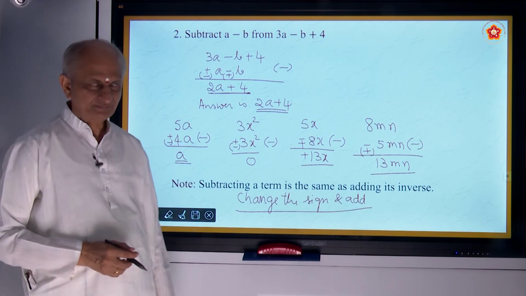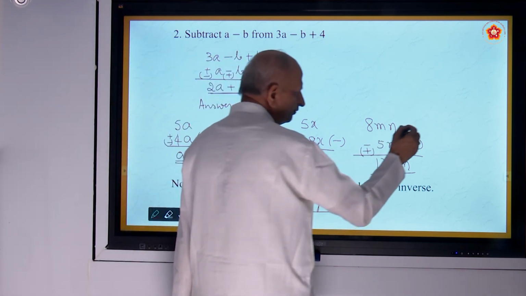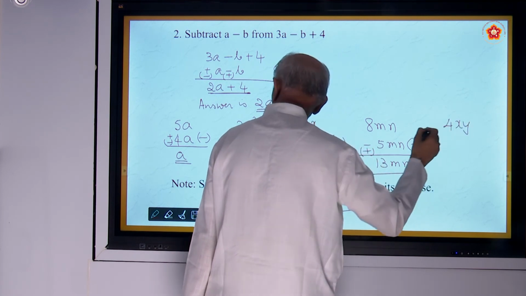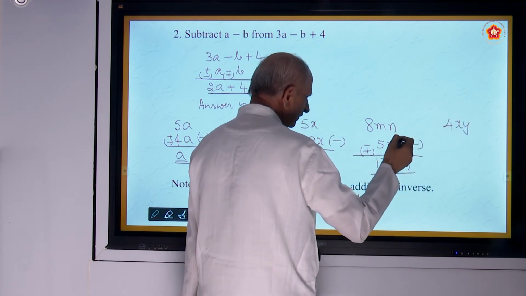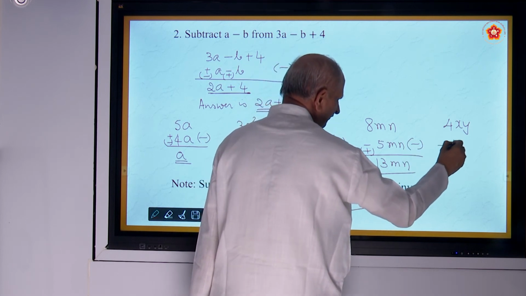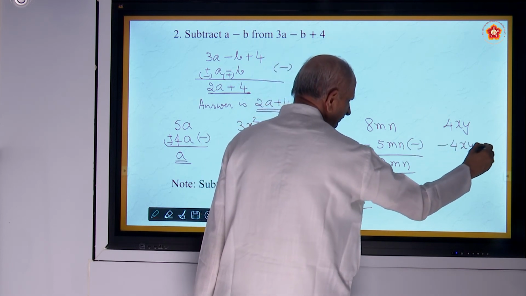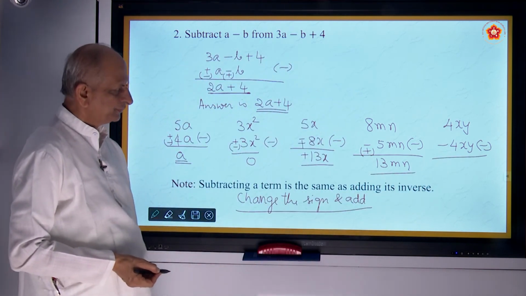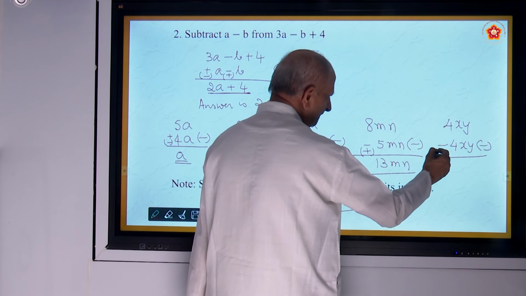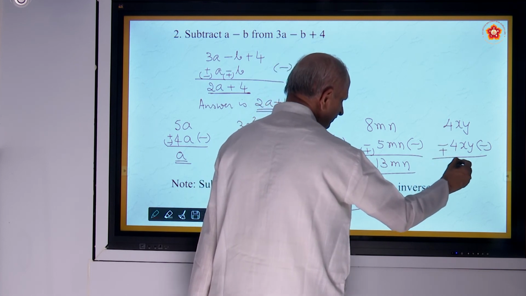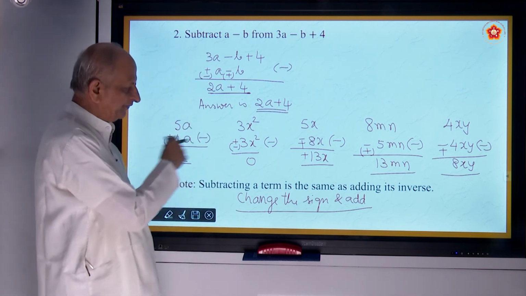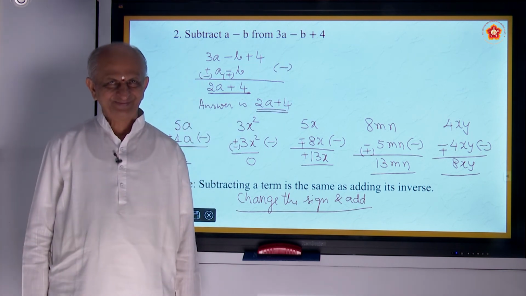Are you following? Suppose you have 4xy, you have to subtract minus 4xy. What will happen? Minus of minus becomes plus. 4 plus 4 is 8xy. So these are different situations.